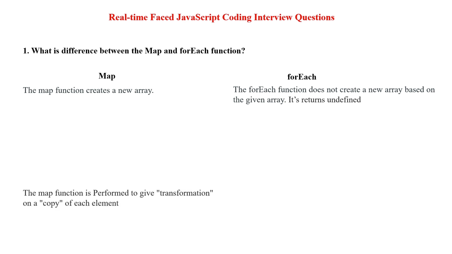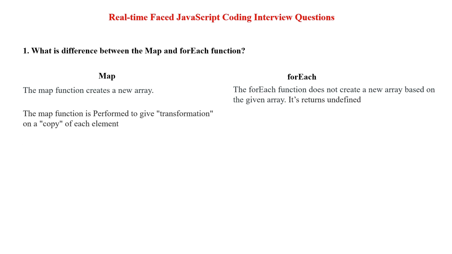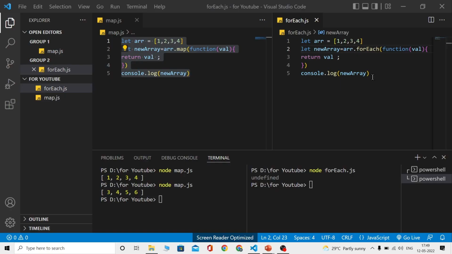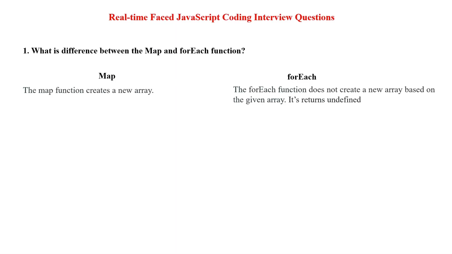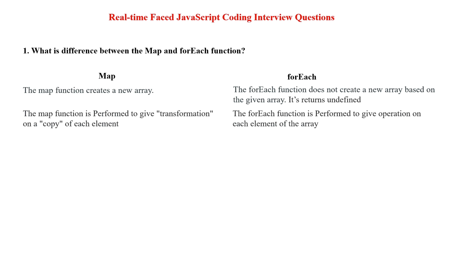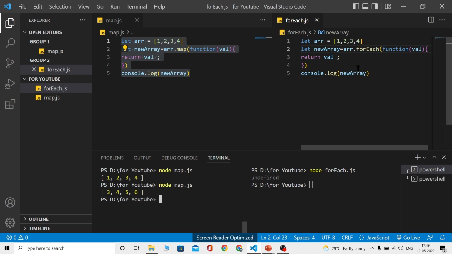The next point we will discuss: the map function is meant to give a transformation and copy of each element. Here the map function transforms and copies each element, and that is the reason it gives back that array. And coming to forEach, it is only performed to give an operation on each element of the array. This forEach is going to operate on each and every element. I will show how it operates here.